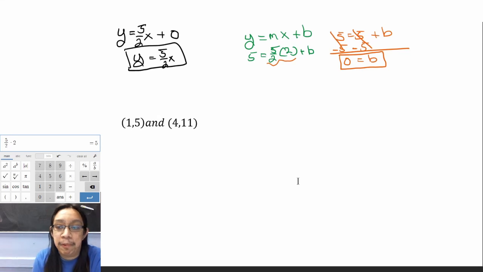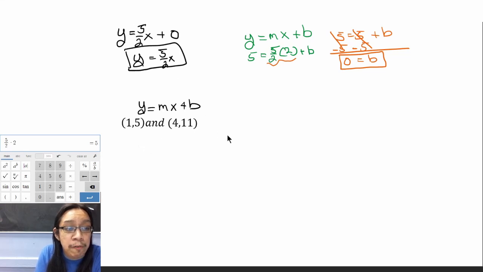So look at this example right here. We have the points (1, 5) and (4, 11). Let's write an equation in slope-intercept form, y equals mx plus b, that fits these 2 points. So let's recall our steps here. Step 1 is that we want to look for the slope. Calculate slope. Slope is the key to everything here. And that's true for a lot of things in linear functions.